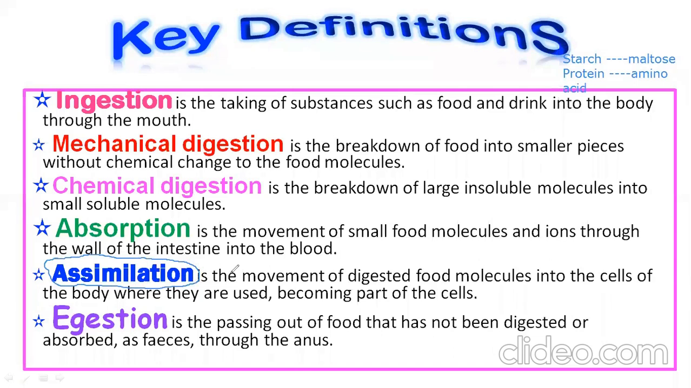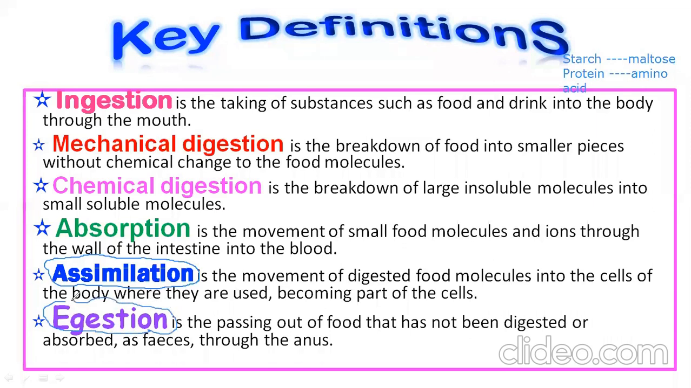When food molecules reach your cell and become part of the cell, that is called assimilation. Remember, it is not compulsory that all the food enters your bloodstream. Some of the food remains undigested. The food that is not digested or absorbed passes out as feces through the anus. So this is called what? Egestion.